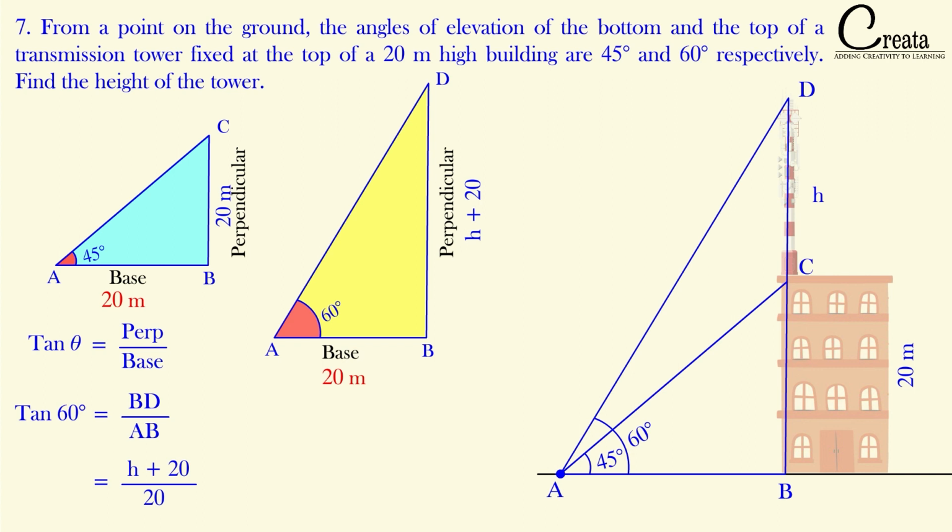And what is the value of tan 60 degrees? Tell me, think. Tan 60 degrees is root 3. Tan 30, tan 45 and tan 60, these three values you must know. Tan 60 degrees is root 3. So we got root 3 is equal to h plus 20 upon 20. So we got h plus 20 is equal to 20 root 3. Let's solve it. We got h as 20 into root 3 minus 1. That is the answer of this question. The height of the transmission tower we got as 20 into root 3 minus 1 meters. Got it? That is the answer of the question.